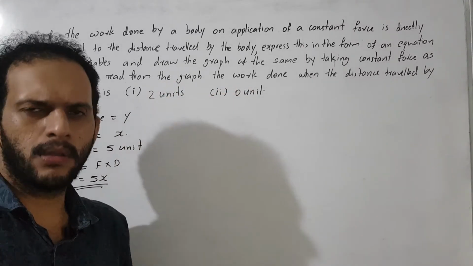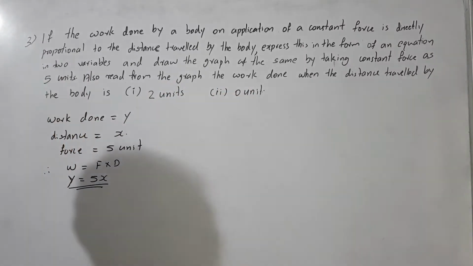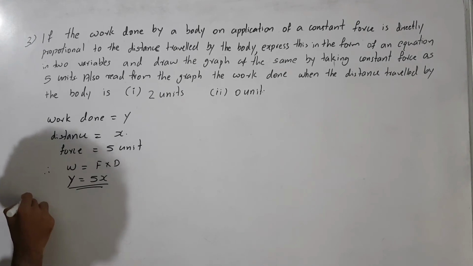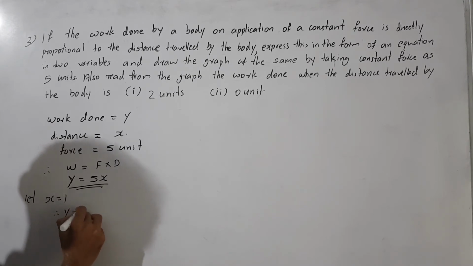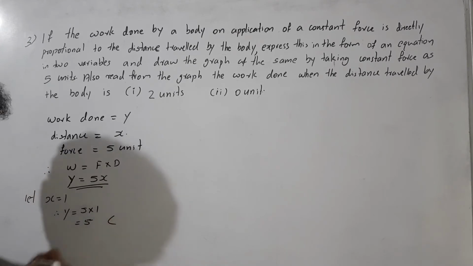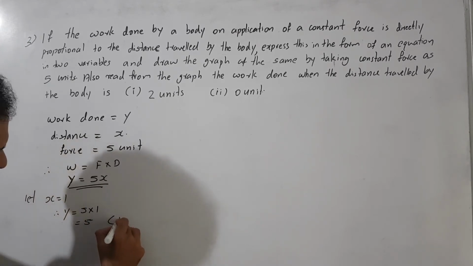We can give any other value, except 2 and 0, which are not given. So first, we choose the value of x is equal to 1. Therefore y is equal to 5 into 1, which is equal to 5. At that time, the solution is 1, 5.